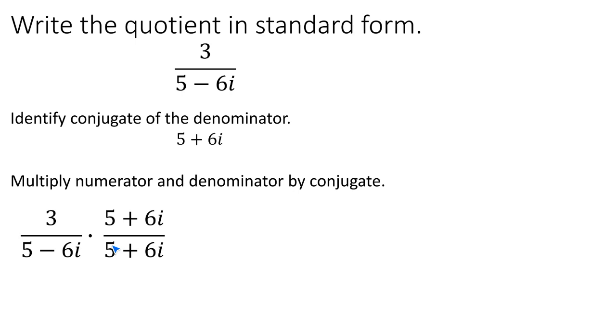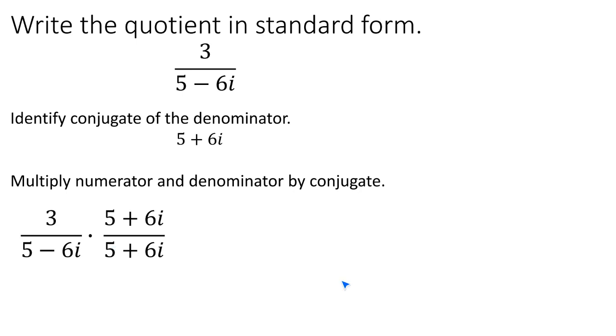It's kind of like when a person puts on a costume. It's still the same person, but now they just look different. So this expression here, 3 divided by 5 minus 6i, is putting on its costume. I can't say it anymore.